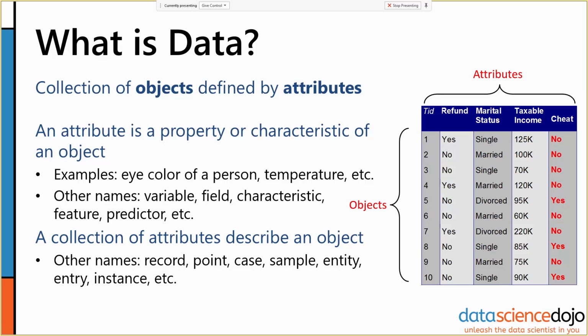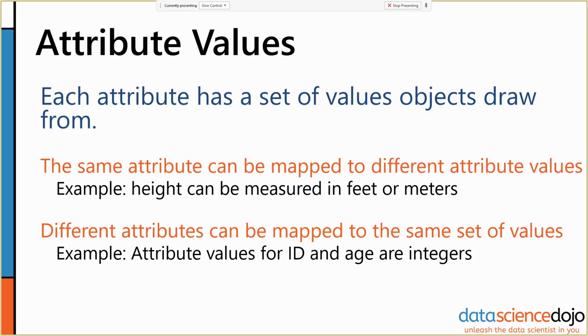So we have objects and we have attributes. Each attribute has a set of values which the objects can draw from. Each object is defined by a set of attribute values, and each attribute we can think of as being defined by the set of values that it can hold. So we can have the same attribute mapped to different attribute values.